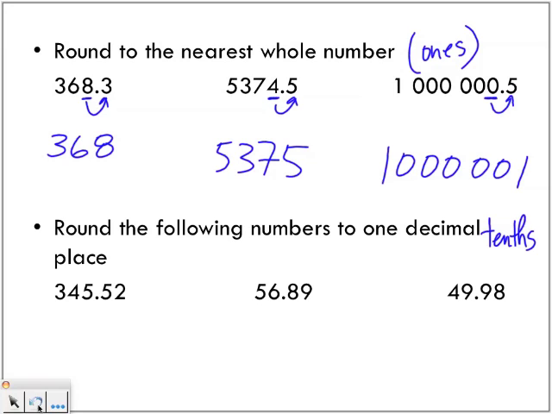So here are the questions. 345.52, 56.89, and 49.98. So let's figure out which one we are underlining here. 5. Which one? The second 5, right? The second 5. How about here? 8. The 8. And we're looking at the number after that. And here? 9. The second 9. And a number right after that.